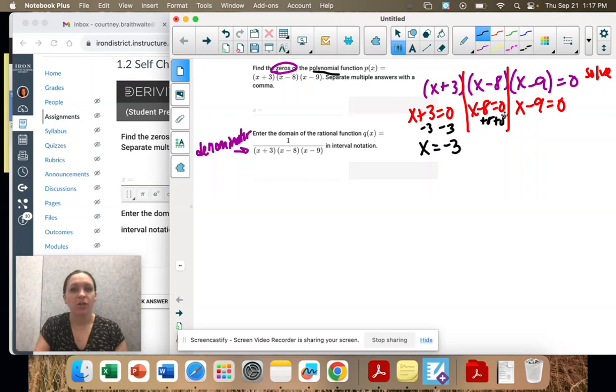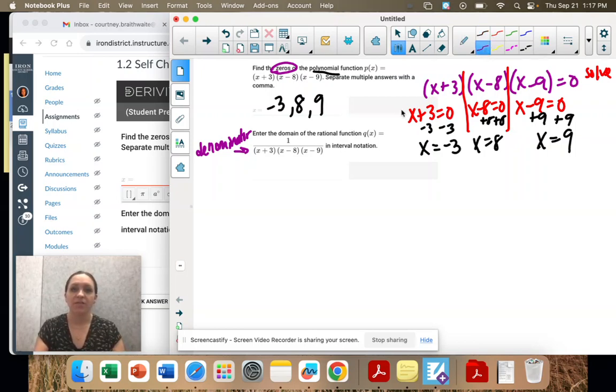I'm writing out the work here. You don't have to if you can just see -3, +8, +9. So those are our zeros. Those are the x values when the polynomial is equal to 0.